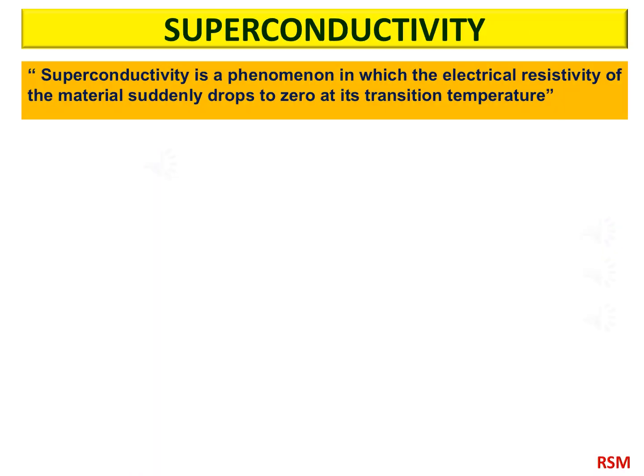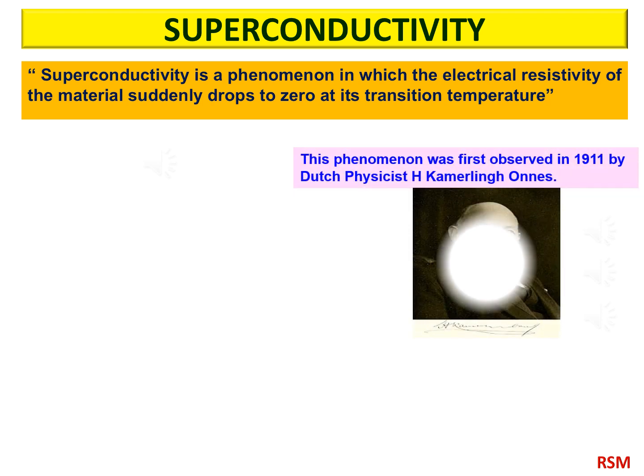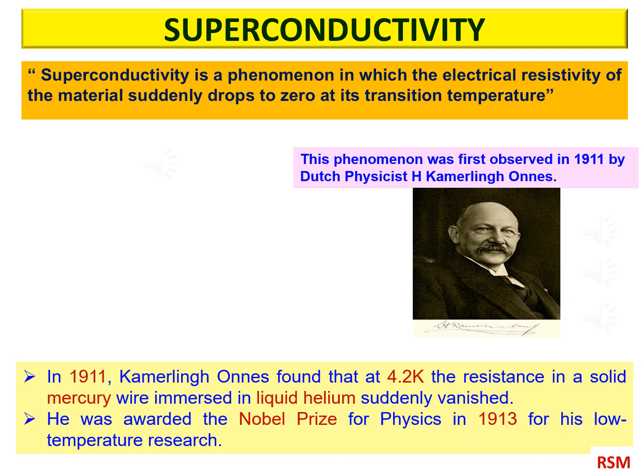Superconductivity is a phenomenon in which the electrical resistivity of the material suddenly drops to zero at its transition temperature. This phenomenon was first observed in 1911 by Dutch physicist H. Kamerlingh Onnes. In 1911, Kamerlingh Onnes found that at 4.2 Kelvin the resistance in a solid mercury wire immersed in liquid helium suddenly vanished. He was awarded the Nobel Prize for Physics in 1913 for his low-temperature research.